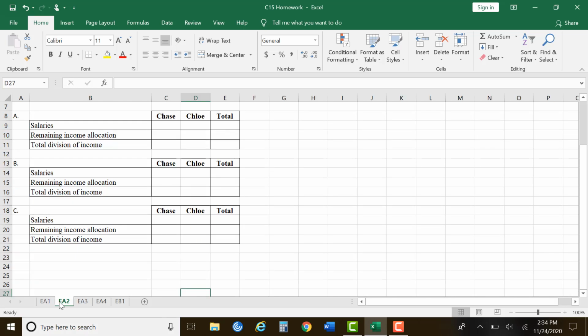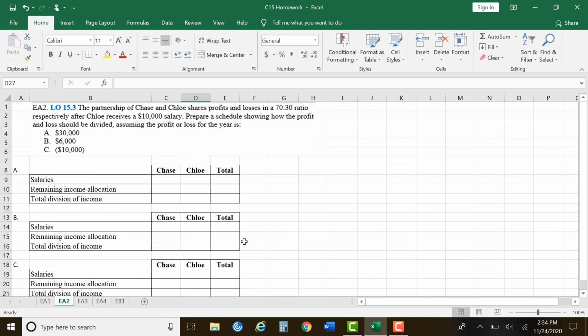Then for exercise 2, we have the partnership of Chase and Chloe, which shares profits and losses in a 70-30 ratio, or 70%, 30%. I like percentages better, honestly. So, respectively, after Chloe receives a $10,000 salary, prepare a schedule of how the profit and loss should be divided, assuming the profit and loss for the year is $30,000, $6,000, or a loss of $10,000.